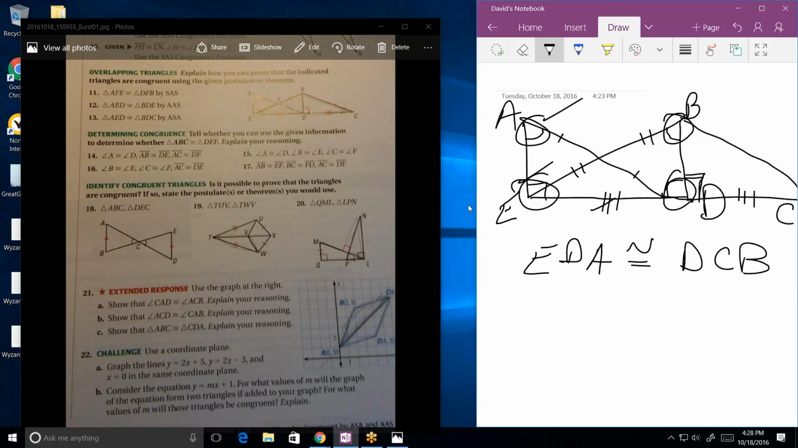And this angle is also congruent to that angle by the parallel line theorem. Oh, actually we know that that's a right angle and that's a right angle. So we have angle, side, angle. That's all we need. We don't even need to prove that angle A is equal to this angle here. Yeah. All right, let's go on.